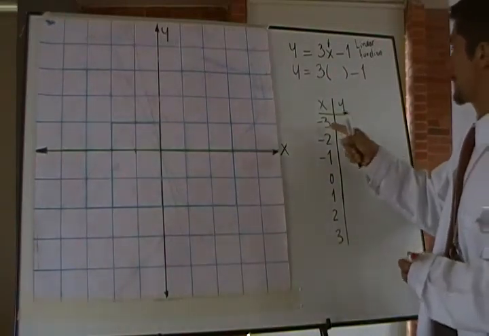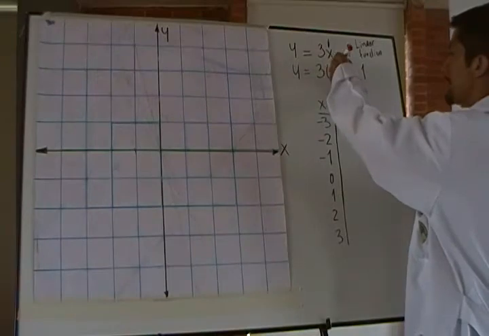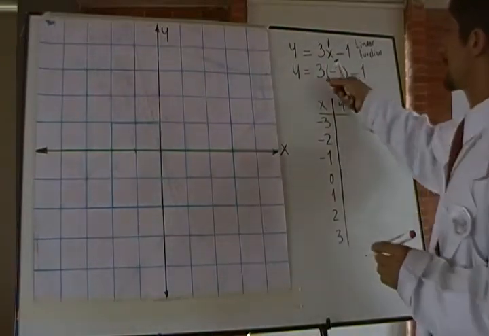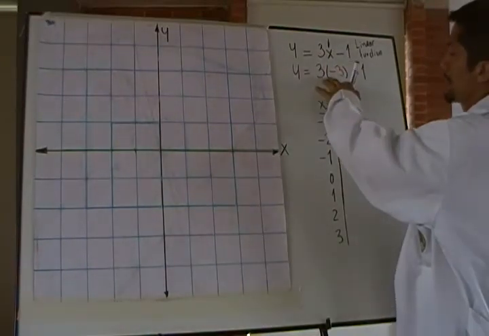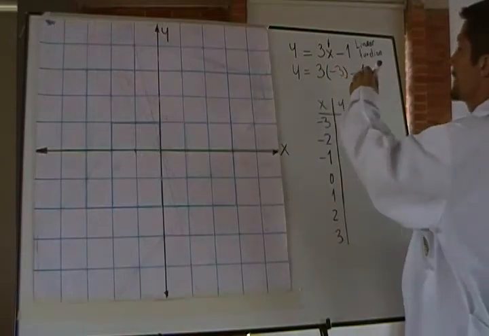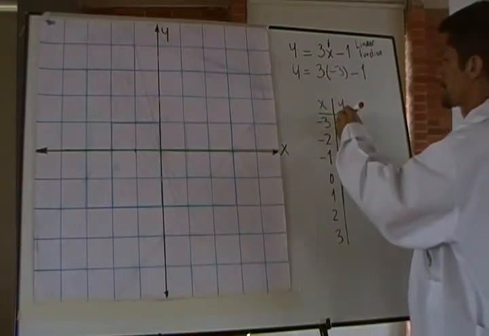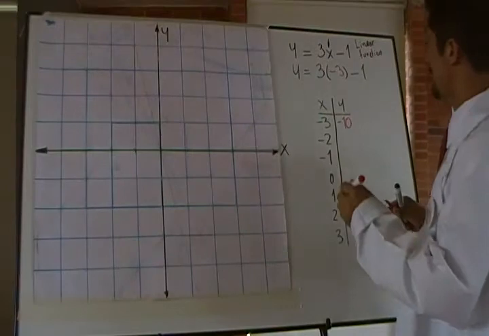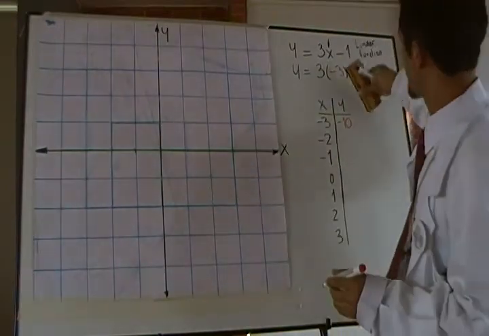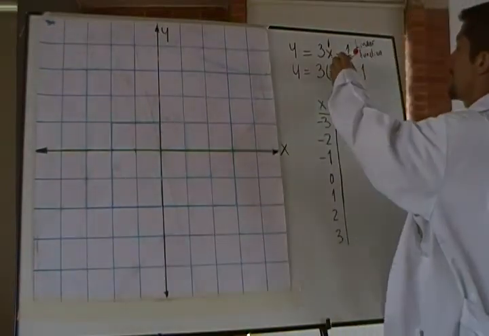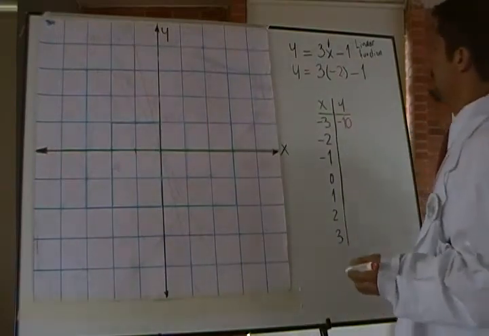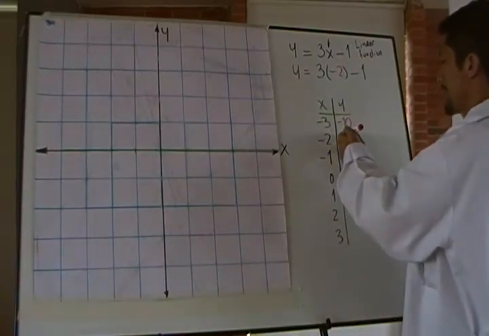For example, in this case, I'm going to substitute -3 here. So this operation is multiplication. So 3 times -3 is -9, minus 1, -10. If I continue doing the same thing with -2 now, I'm going to substitute -2 here. So 3 times -2, -6, minus 1, -7.